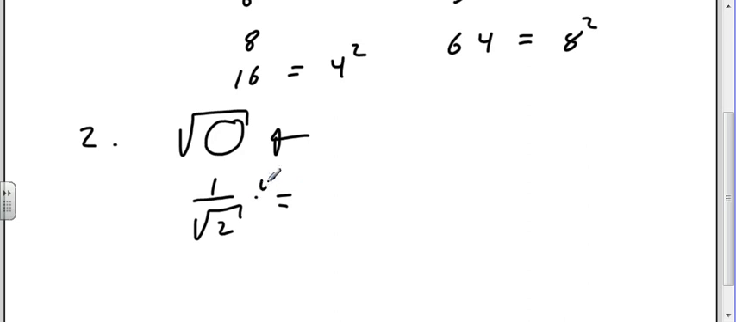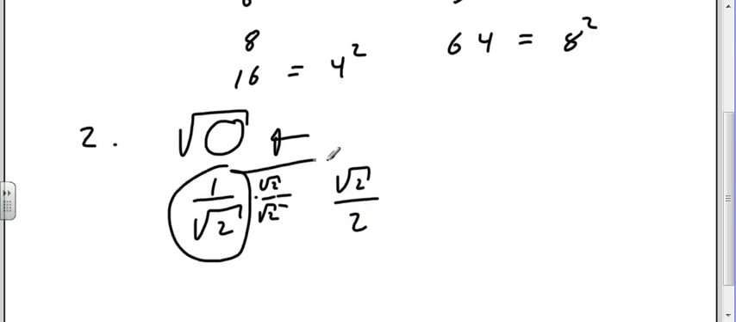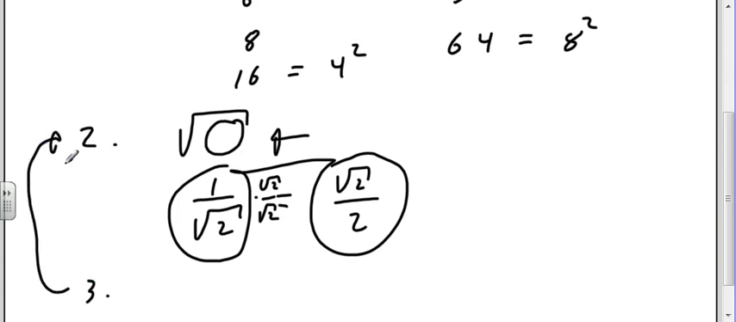But anyway, I can't have a fractional square root. I have to rationalize the denominator and call that the square root of 2 over 2. So I can't write it that way. I have to write it that way. So that's what rule number 2 is saying. The denominator of a fraction contains no radicals, so rule 3 is the same as rule 2, just said a different way.